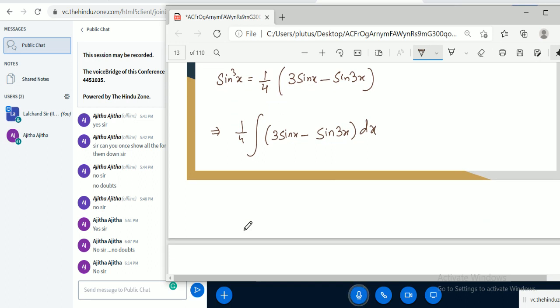So by integrating these, what is the integration of sine x? Cos x or minus cos x? What is the integral of sine x? Minus cos x, okay? And this will be minus minus plus cos 3x by 3 plus c, okay? This is the final answer.